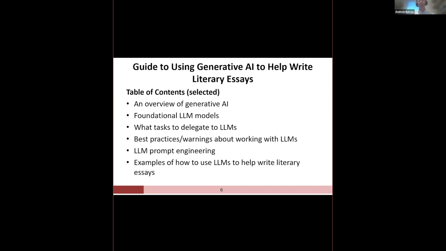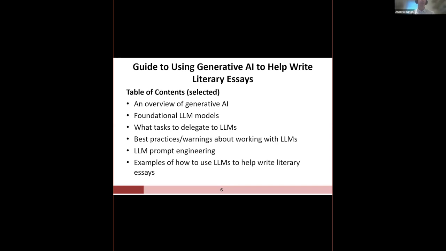I offer some best practices and warnings about working with large language models. For example, talking about the issue of privacy, how no one should ever put anything that they want to keep private into a large language model. I then give some advice on prompt engineering, as it's called. In other words, how to go about writing a good prompt for a large language model.